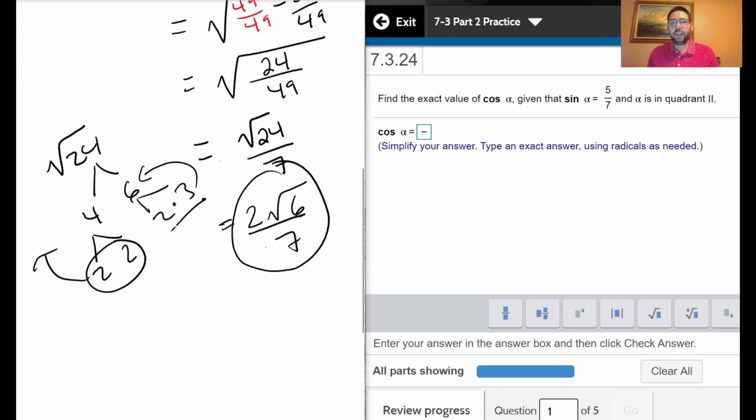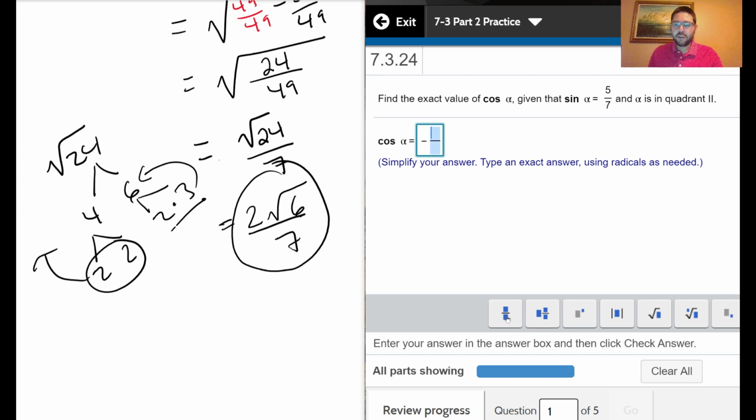So I'm going to type that in as my answer, and we know that's going to be negative, which is why I put the negative sign here in the software. All right, so let's go ahead and type that in. Do the fraction first. Some of you have trouble typing this in, so do the fraction first.